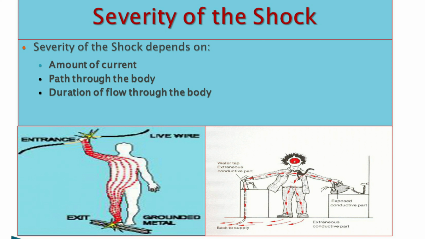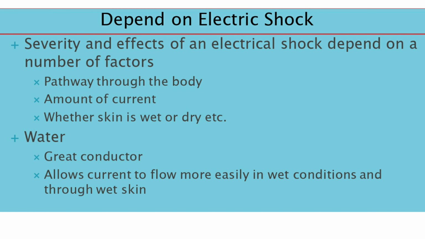The severity of the shock depends on the amount of current, the path through the body, and the duration of flow through the body. The severity and effects of an electrical shock depend on a number of factors: pathway through the body, amount of current, whether skin is wet or dry, etc. Water, a great conductor, allows current to flow more easily in wet conditions and through wet skin.